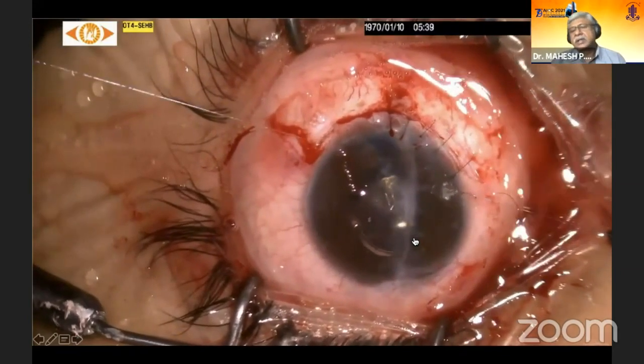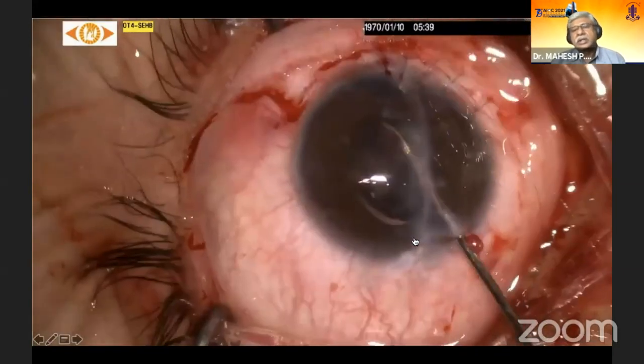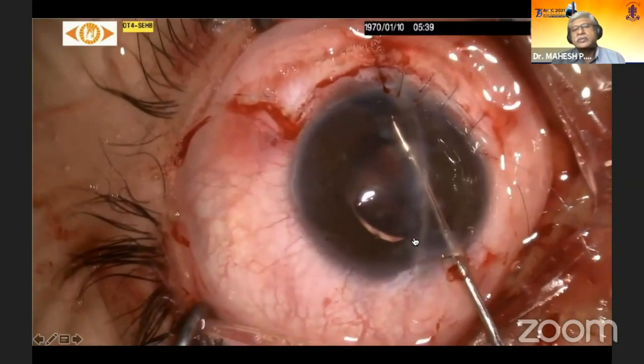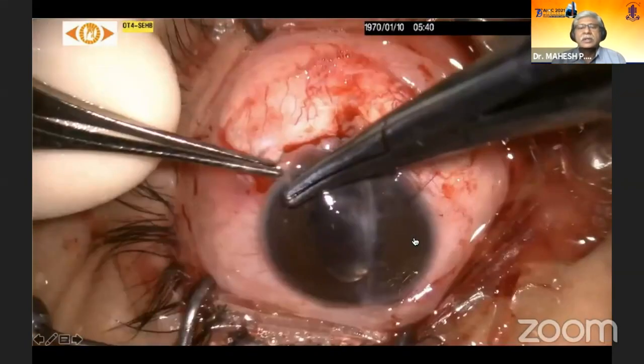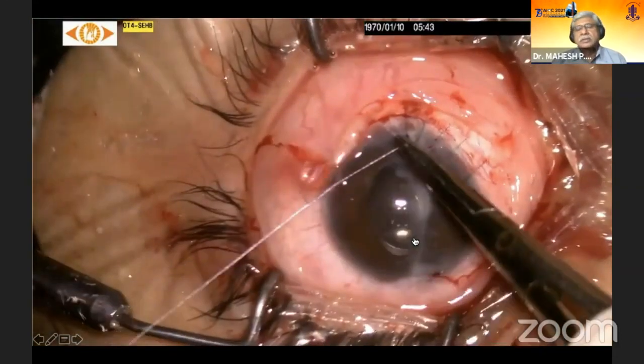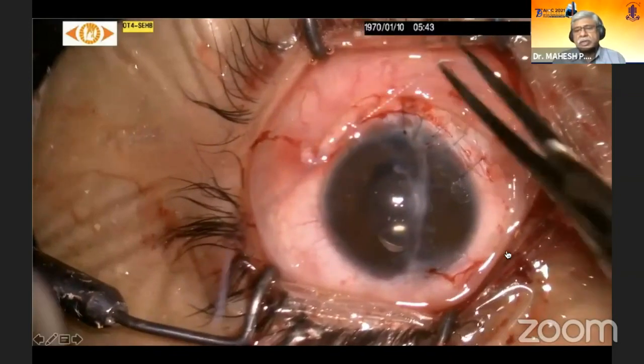This cyst hasn't recurred until now, and he continues to maintain good vision. So this is cutting the end of the Prolene sutures from inside the eye. So that's the end of my video.